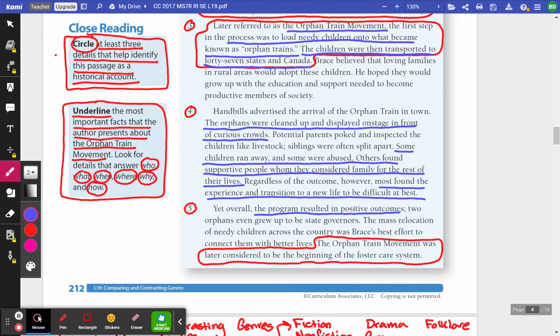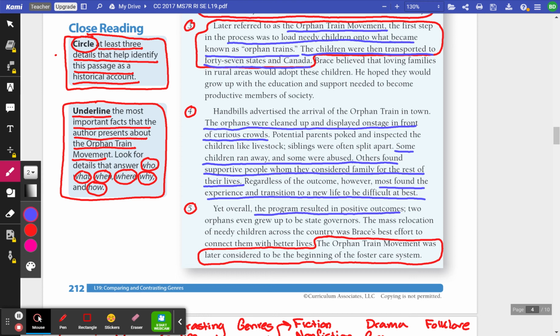All right, so the next thing I've got is in paragraph 4. I underlined the orphans were cleaned up and displayed on stage in front of curious crowds. So this tells me kind of what happened to the orphans when they got to where they were going and how they were displayed. They were cleaned up, right? Because if they were potentially going to get adopted, they had to be presented at their best. So I know that's an important historical fact as well.